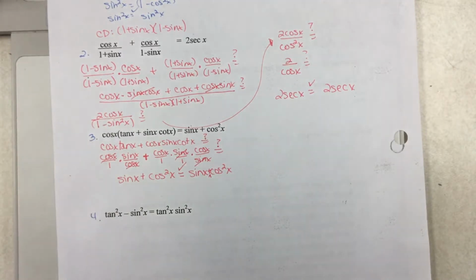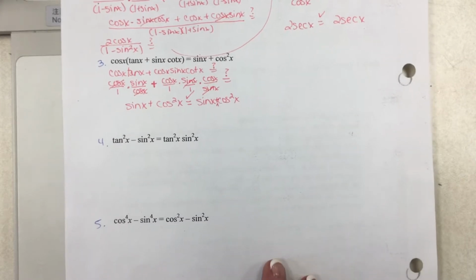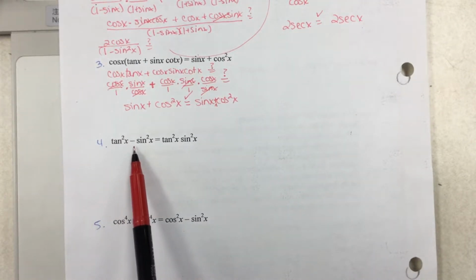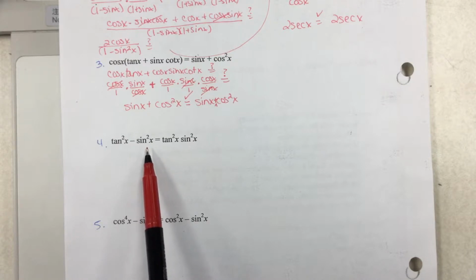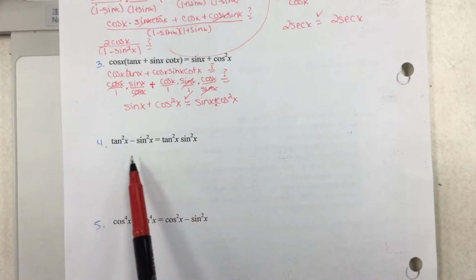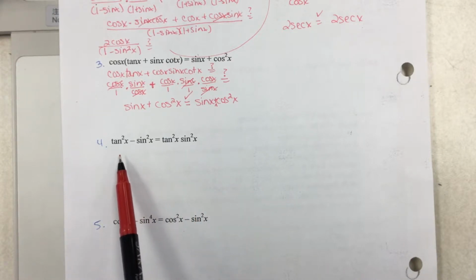All right, number 4. Okay, number 4. Now wait a minute. Look at this. Tangent squared minus sine squared is the same thing as tangent squared times sine squared? No way. 4 minus 2 is the same thing as 4 times 2? I don't think so. But let's see if it's different with trig. All right. Here we go.